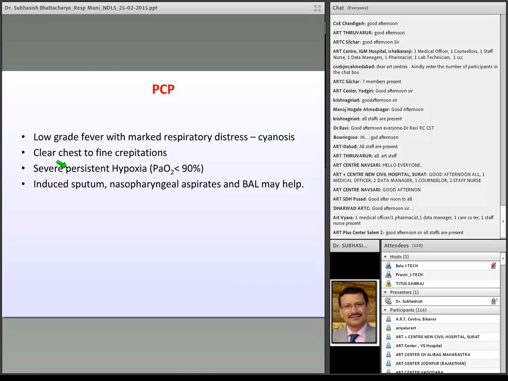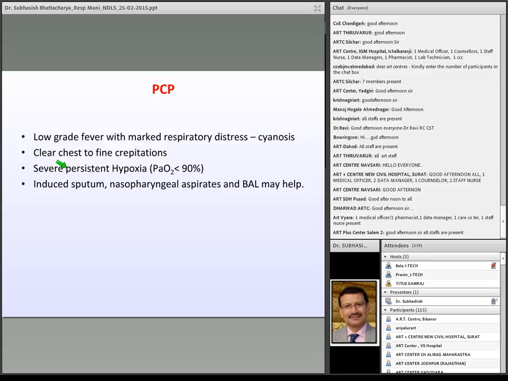Most bacterial pneumonia in the presence of HIV comes with a very high grade of fever, and respiratory distress is severe in case of PCP, and there may be cyanosis from the beginning in the presence of Pneumocystis carinii pneumonia. The chest is usually clear, and sometimes we get fine crepitation, in contrast to other bacterial and viral pneumonia. And there is a severe persistent hypoxia, very characteristic. Usually the saturation may be below 90%.